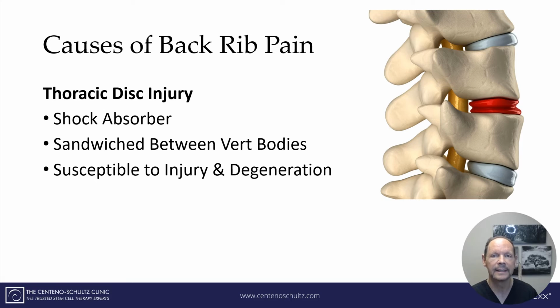The next one is a thoracic disc injury. That's right. The low back has discs, as does the neck. Well, an injury to this can occur in the thoracic spine. Now, a disc is that shock absorber that is sandwiched in between those bony building blocks called the vertebral bodies. And they have an incredibly important role acting as a shock absorber. Unfortunately, they're susceptible to injury and degeneration, and they can actually cause back rib pain.